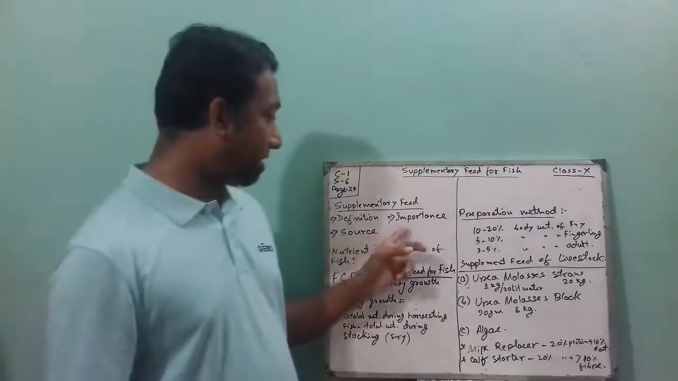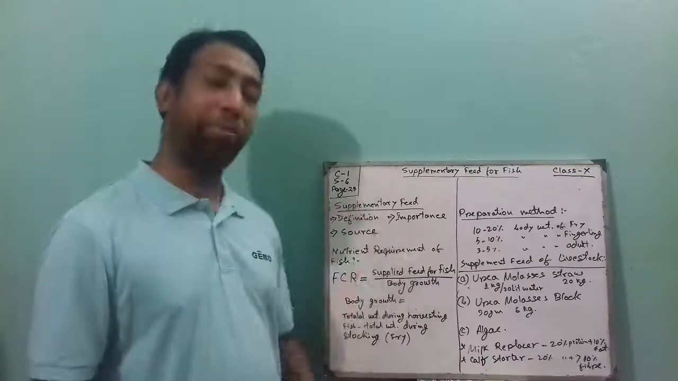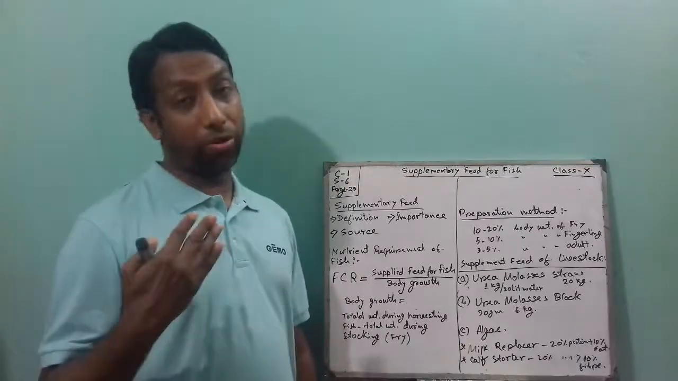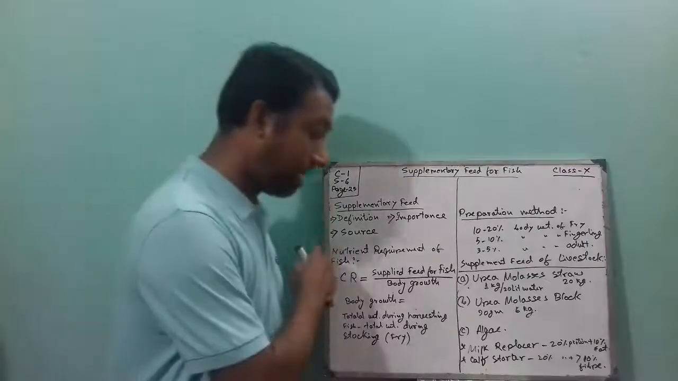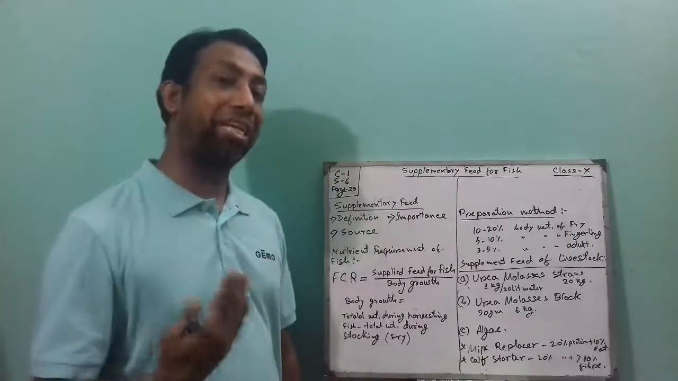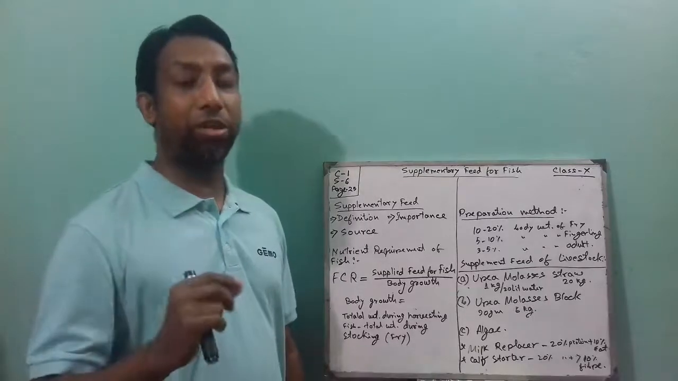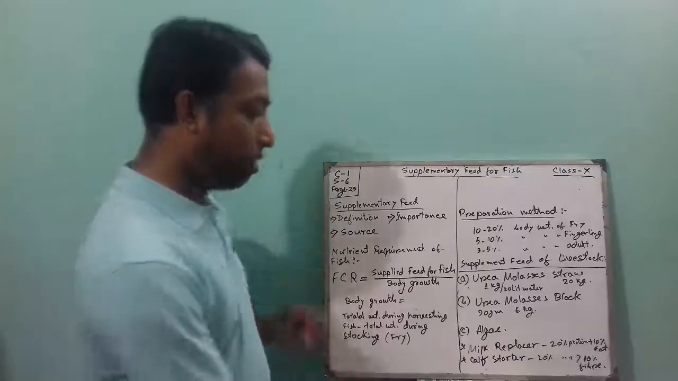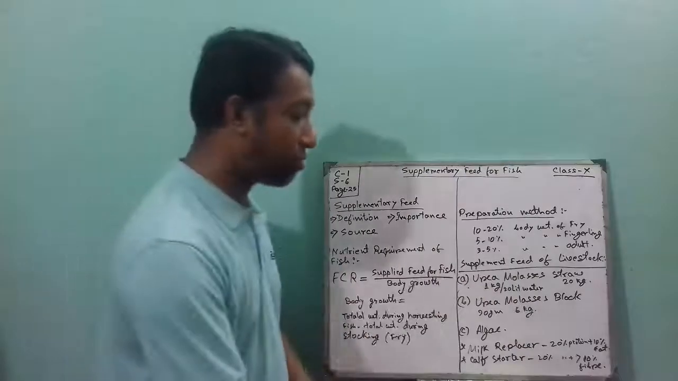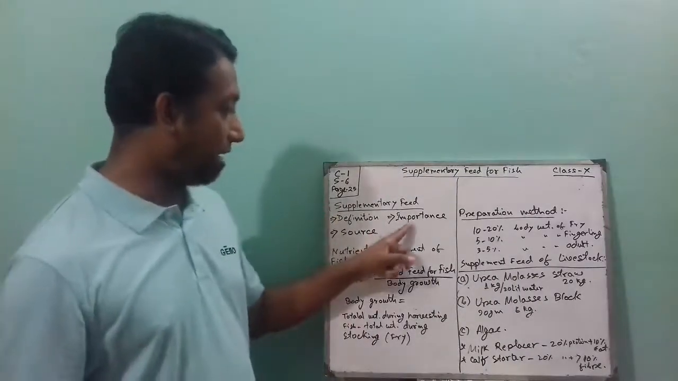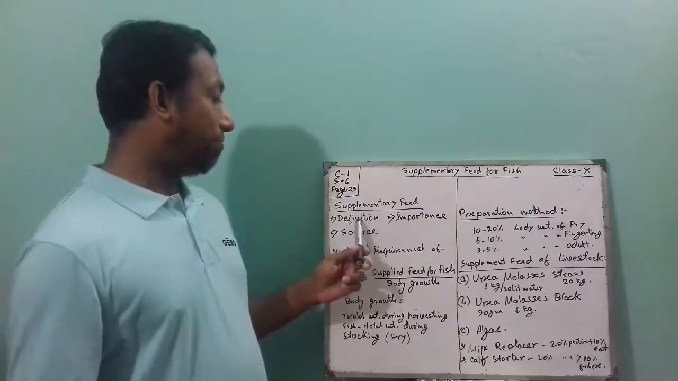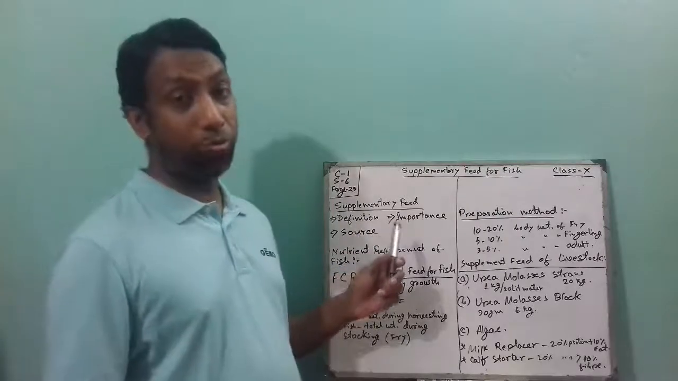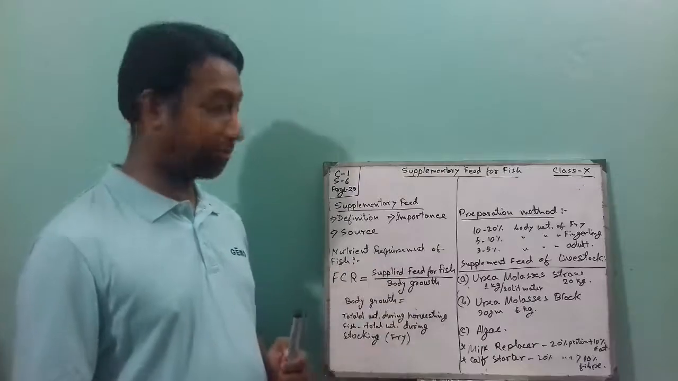The next point is, what is the importance or advantages of supplementary feed? The importance of supplementary feed is that fish grow rapidly when you apply it. Then the disease resistance power of the fish increases, and the fish grow rapidly in a short period of time. So on the first page of your textbook, there are 3 points: supplementary feed definition, importance and source. Definition comes as 1 mark, a knowledge-based question, importance comes as 2 marks, and source also comes as 2 marks, as well as in MCQ topics.